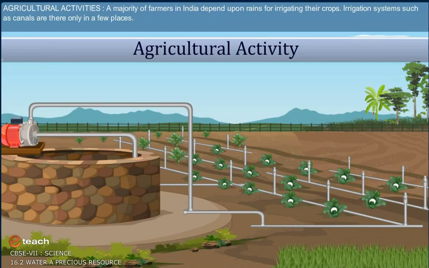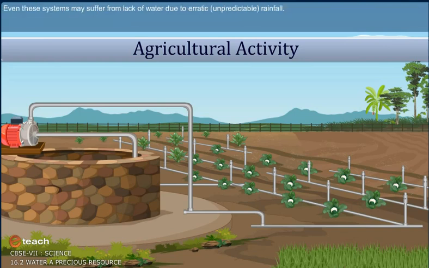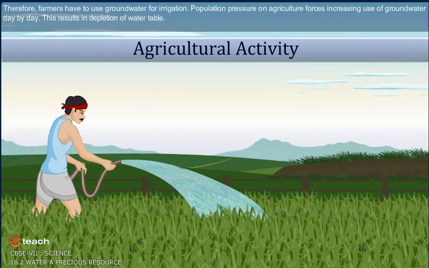Agricultural activities. A majority of farmers in India depend upon rains for irrigating their crops. Irrigation systems such as canals are there only in a few places. Even these systems may suffer from lack of water due to erratic, unpredictable rainfall. Therefore, farmers have to use groundwater for irrigation. Population pressure on agriculture forces increasing use of groundwater day by day. This results in depletion of the water table.